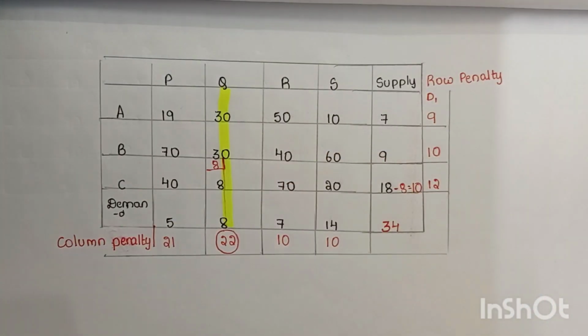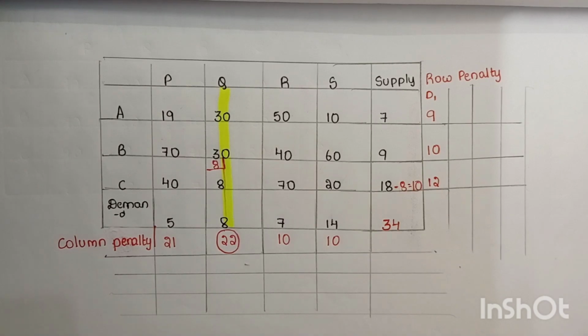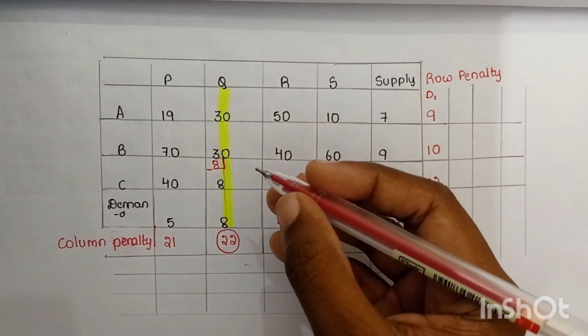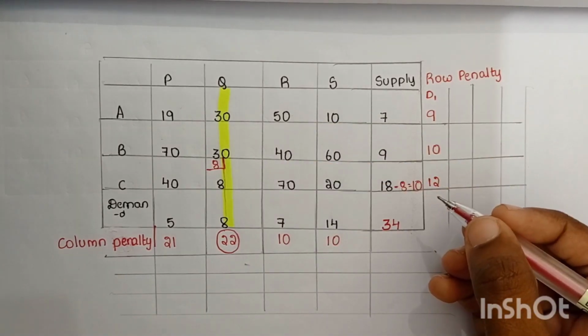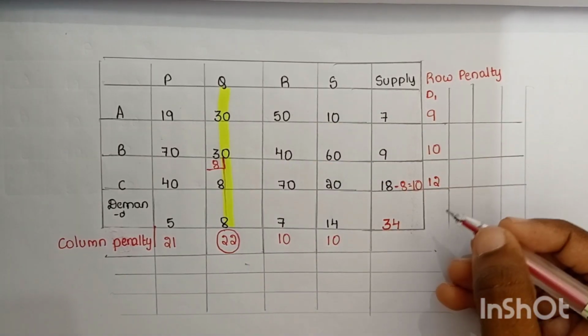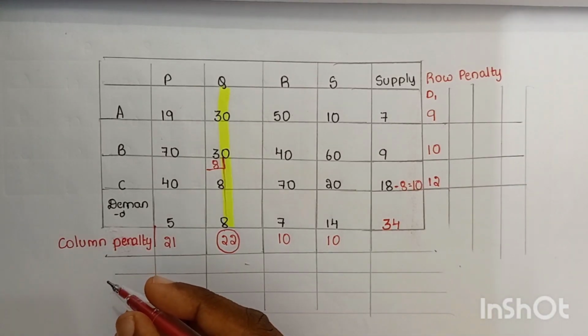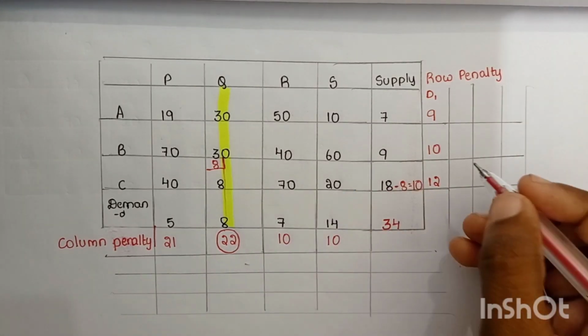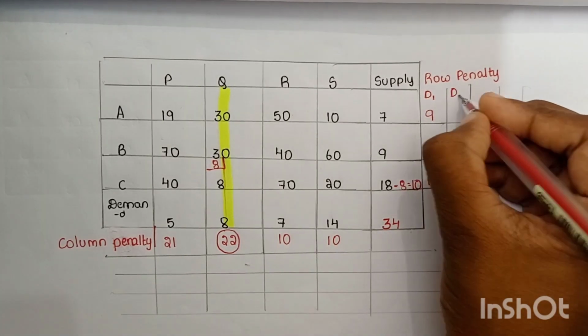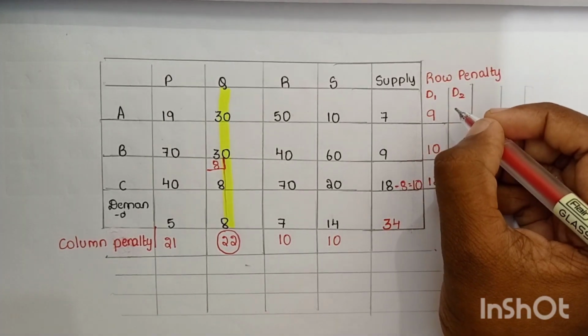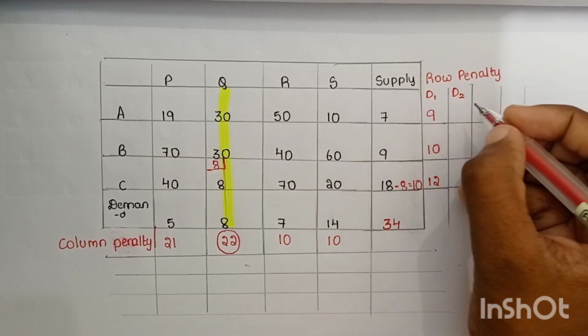Okay, next. The next step is to repeat the same thing which we have done for the first allocation. After allocating the first cell, we have to consider the same step again. So again we have to identify the row penalty, and again we have to identify the column penalty. After that we have to do the allocations. So D2. First we have identified the difference one, that is row penalty and column penalty. Next we are going with D2.